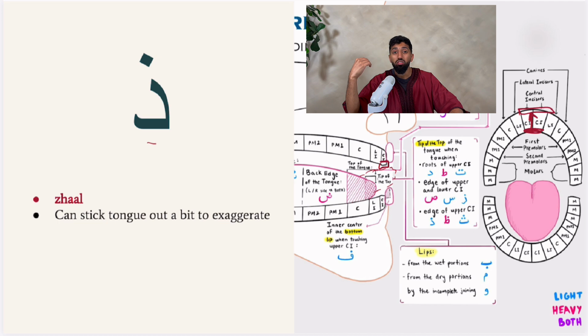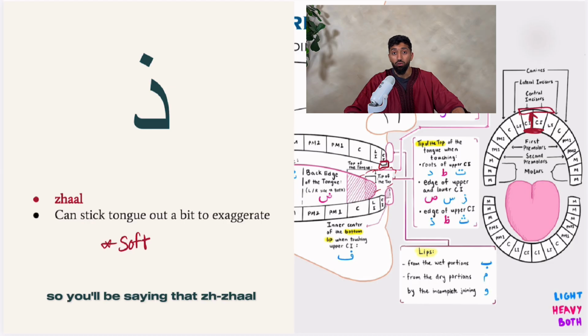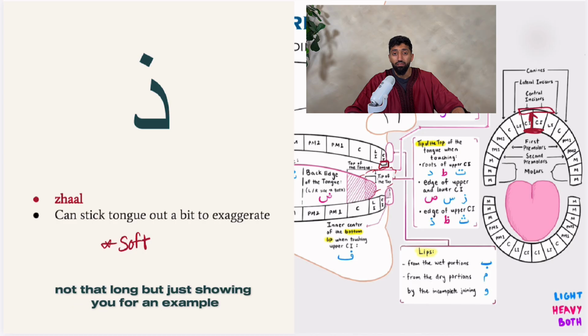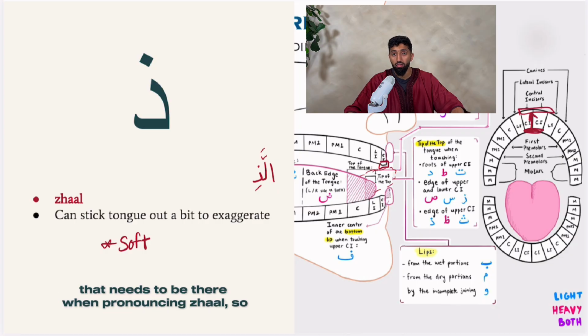Dhal, dha, and tha. First up with dhal, it's a light letter, but it's soft. So like I said, the sound of the letter will be dragged on or elongated. So you'll be saying dhal, dhal. Not that long, but just showing you for an example. Dhal. Work on that vibration sound that needs to be there when pronouncing dhal.